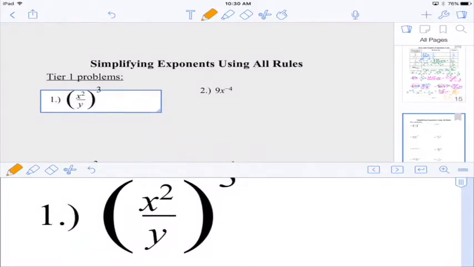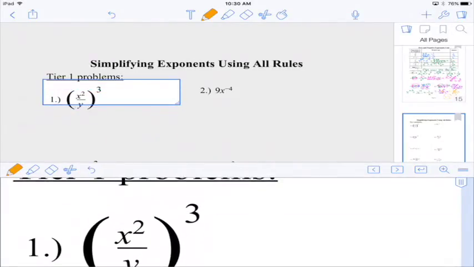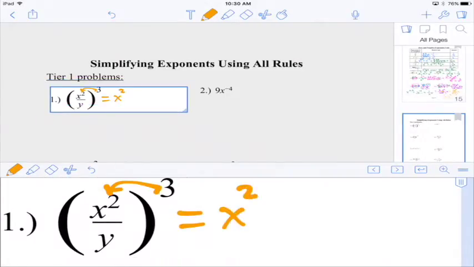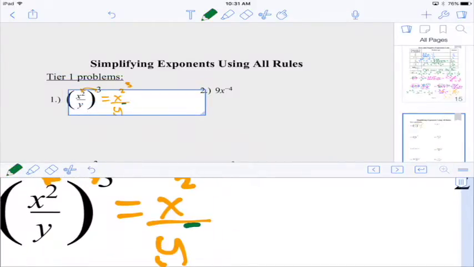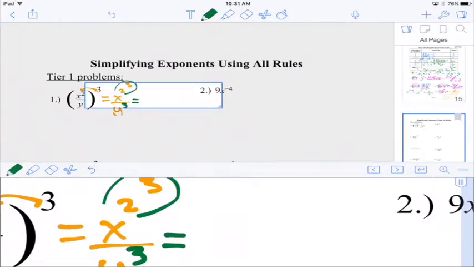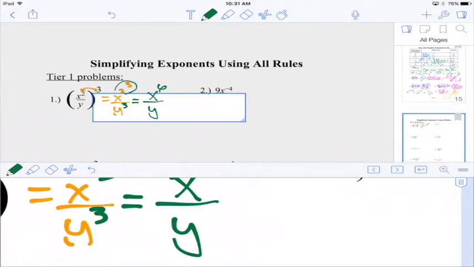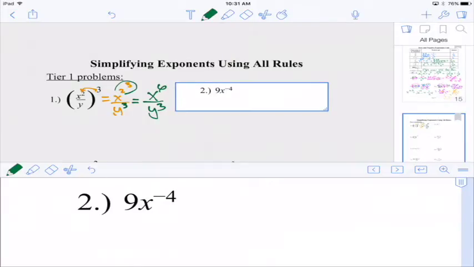As you can see on this one, those parentheses mean that we need to distribute this third power to everything. This is that power to a power rule. So this means x squared to the third power and y to the third power. Well, this power to a power means that we multiply. So x to the sixth over y cubed. That's all done.